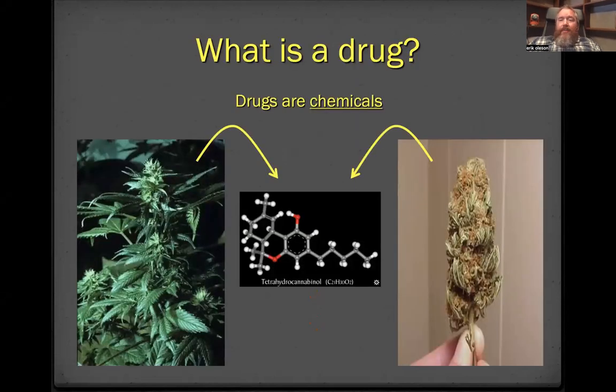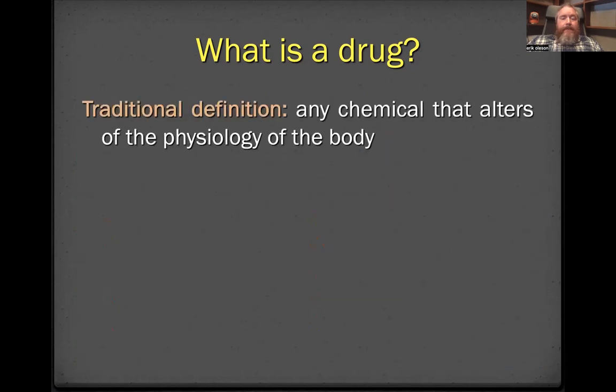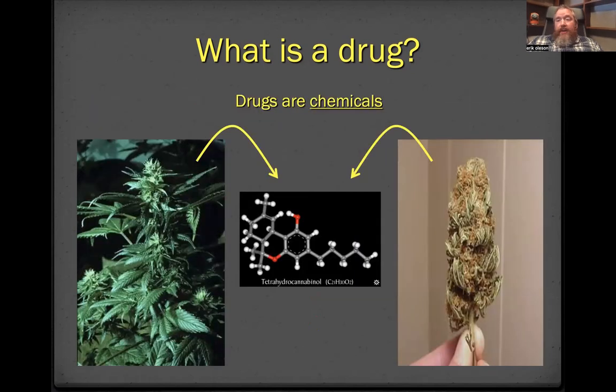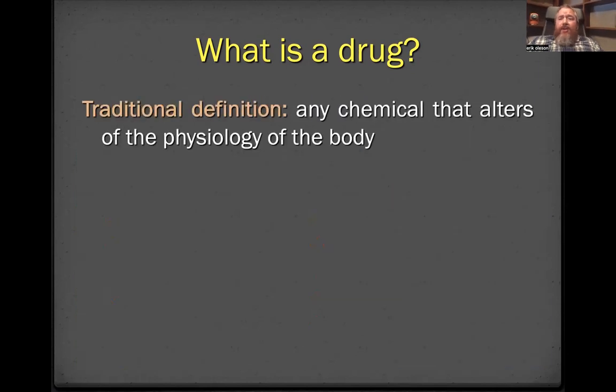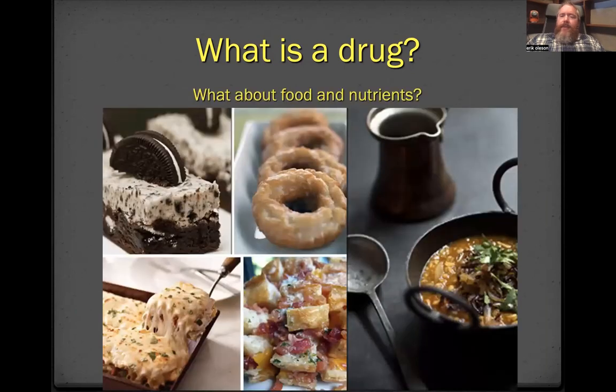So before we come back to that, first I want to start with what is a drug? Well, at the basic level, a drug is a chemical. A phytochemical is simply a chemical from a plant. The traditional definition of a drug is any chemical that alters the physiology of the body. But one issue that this brings up is what about food and nutrients like cake or sugar itself? In fact, in another class of mine right now, we're debating what is more addictive, sugar or cocaine.